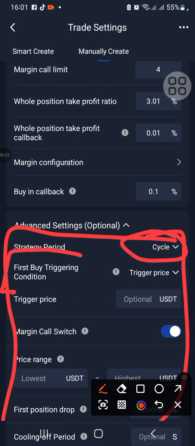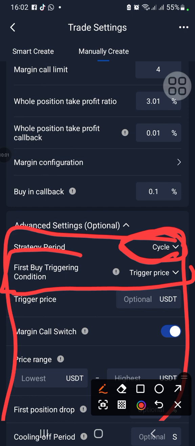What we are most interested in is this section, because when we look here, we see first buying triggering condition, where we are looking at trigger price. Because the signal says we are buying at current price, it means the trigger condition in RoyalQ is to buy at the current market price. So we only need to change this.